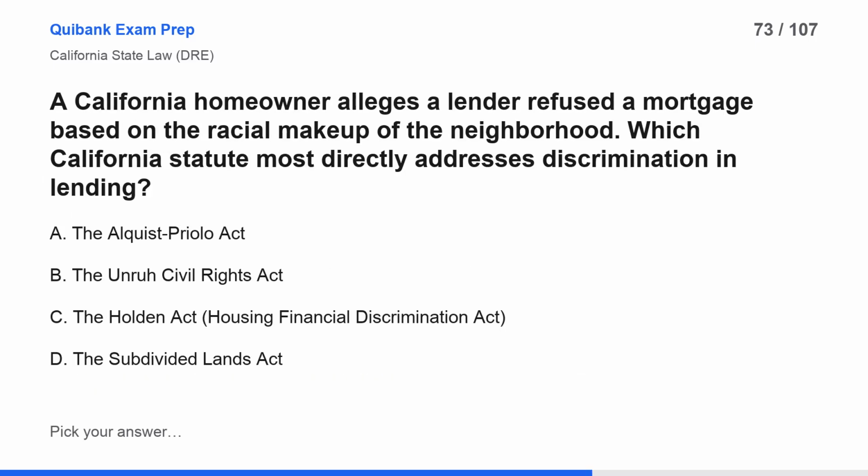Question 73. A California homeowner alleges a lender refused a mortgage based on the racial makeup of the neighborhood. Which California statute most directly addresses discrimination in lending? A. The Alquist-Priolo Act. B. The Unruh Civil Rights Act. C. The Holden Act, Housing Financial Discrimination Act. D. The Subdivided Lands Act.